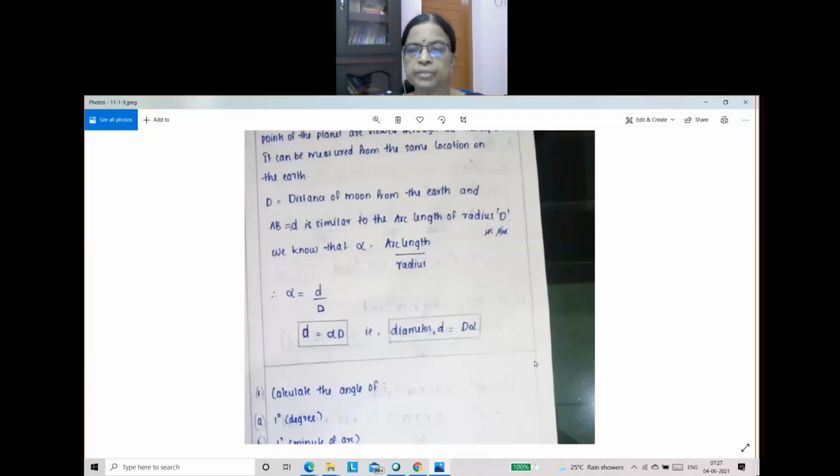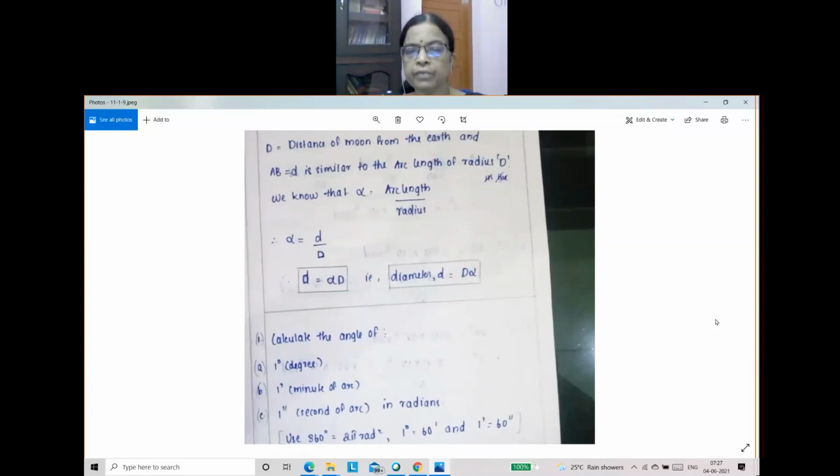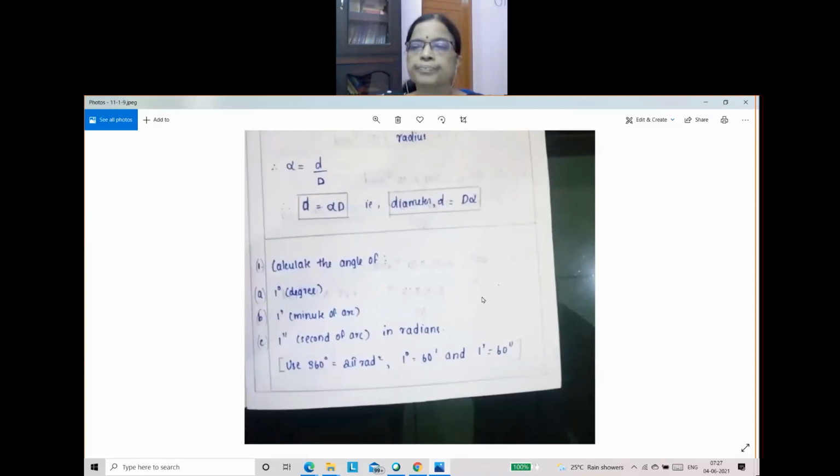Now see, in 11th and 12th, in one chapter itself, so many derivations you have to study, and for all derivations, finally you get one equation. So many things to remember. First equation we studied was the parallax method, and then the diameter equation. Now two equations we have studied. Next, calculate. This is one problem.